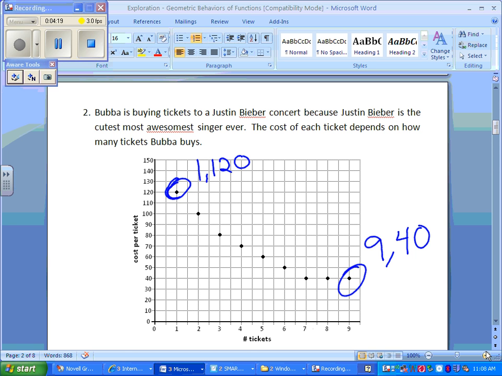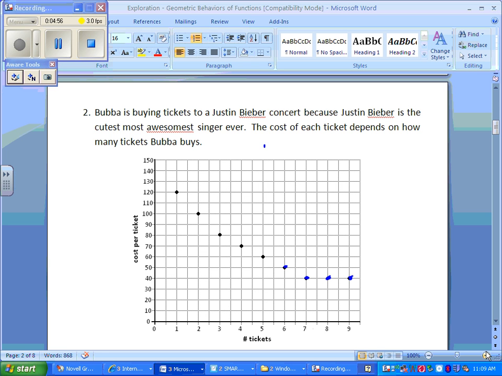Number 8. Is this continuous or discrete? Oh, continuous. One person says continuous. Look back at your notes. Open up the notes that say geometric behaviors of functions. Why is it discrete? It is discrete. It's discrete because all the points are separated. Because each point is separated, that means it's discrete.